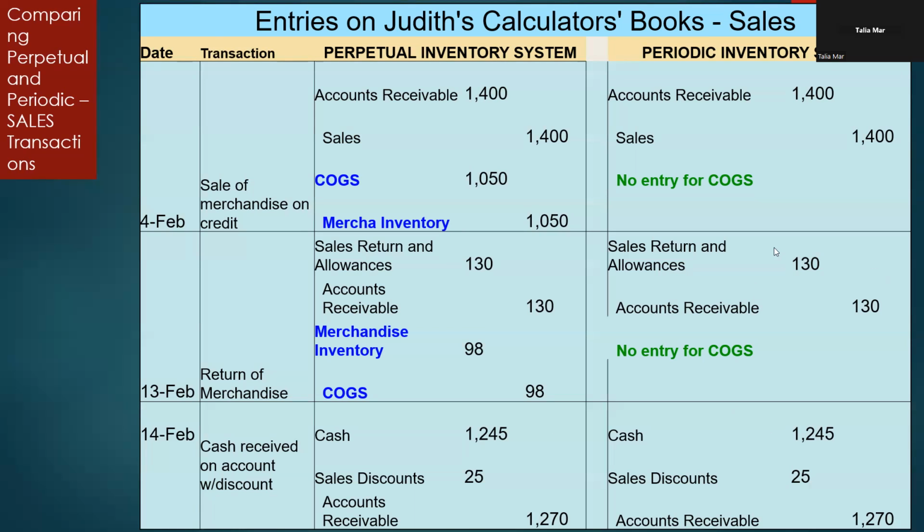But on a periodic system, no, they cannot do that. They say, oh, we sold it. We can see that we sold it, but we don't have barcoding. We just ring up the price. We know what it was sold for, but the person at the cash register is like, I don't know what the cost is. So you have to go back and make a big bucket of cost and then do an ending inventory and subtract it.